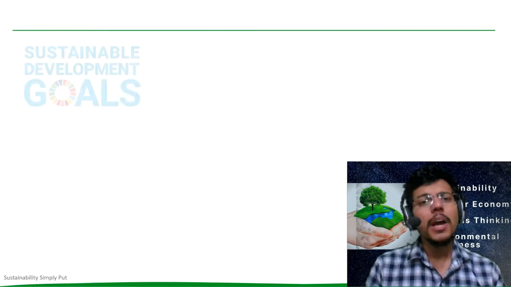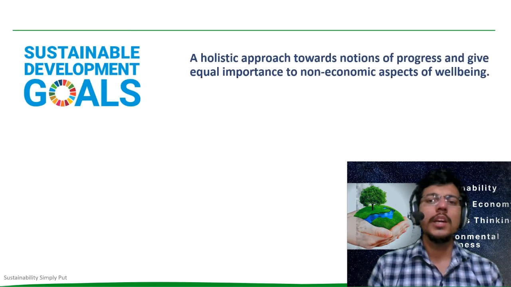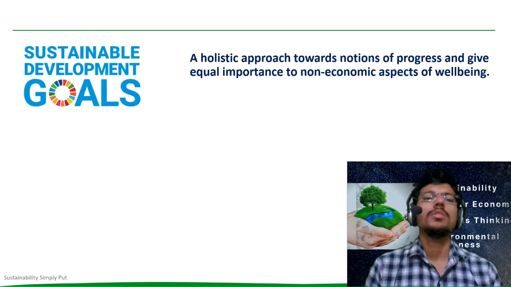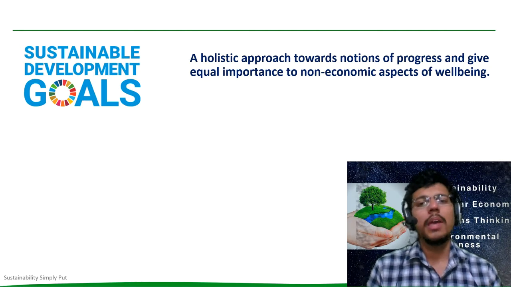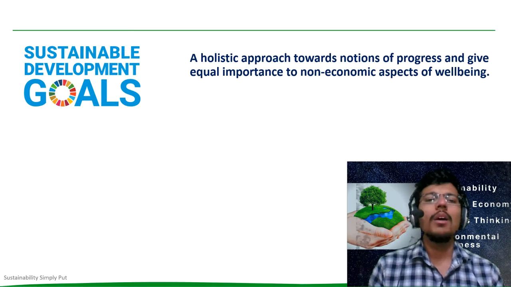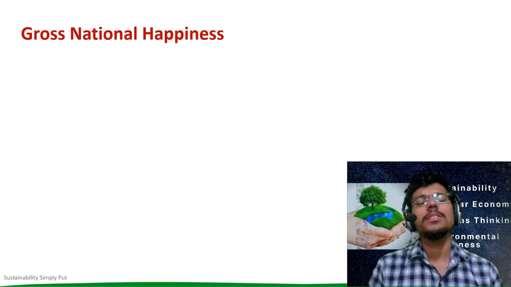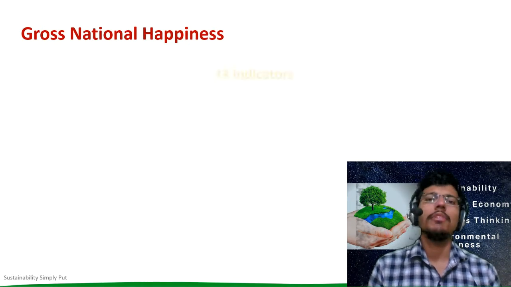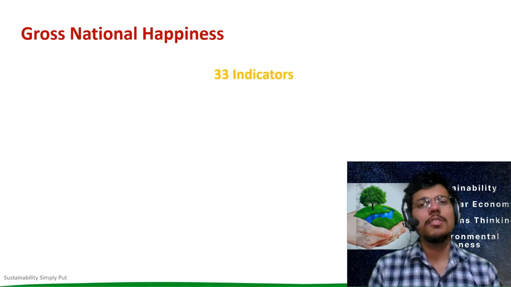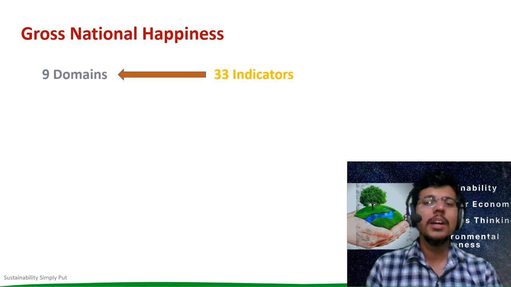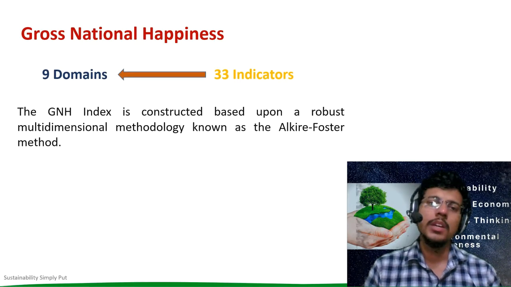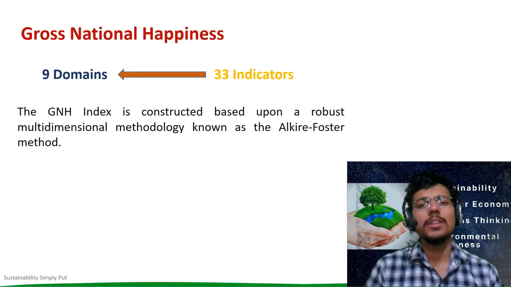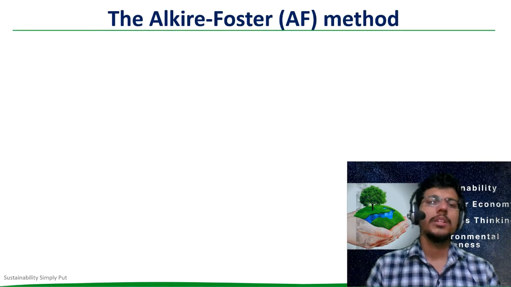The concept implies that sustainable development should take a holistic approach towards notions of progress and give equal importance to non-economic aspects of well-being. The Gross National Happiness Index is a single number index developed from 33 indicators categorized under 9 domains. It is constructed upon a robust multi-dimensional methodology known as the Alkire-Foster method. If you have a question regarding this method, let's see about it in 1 minute.